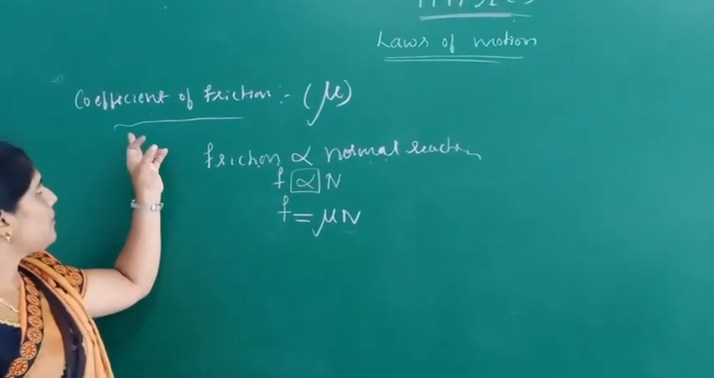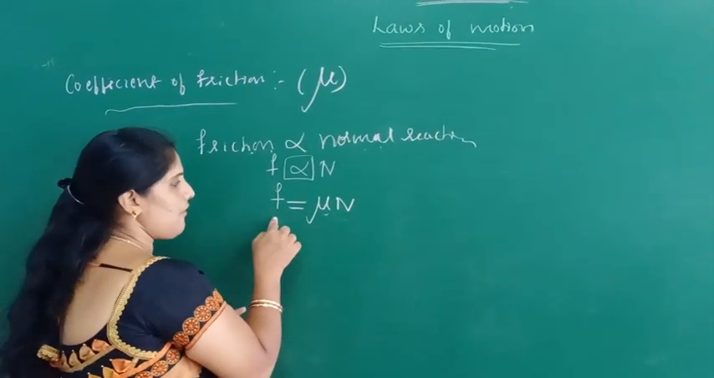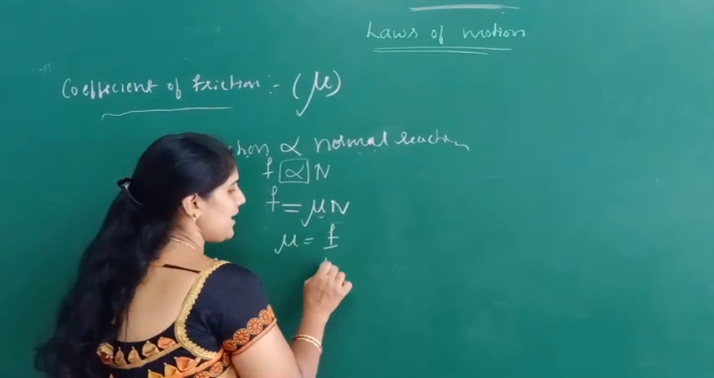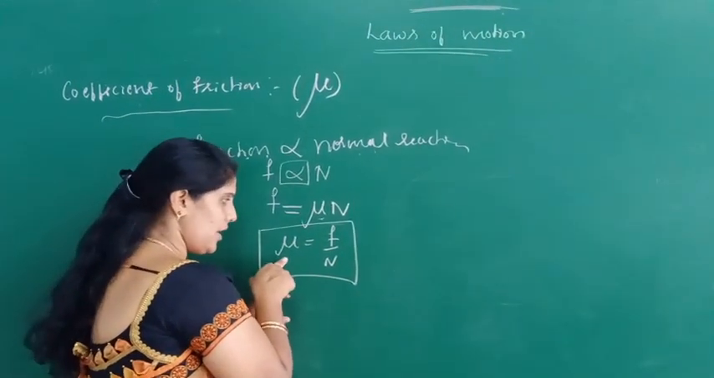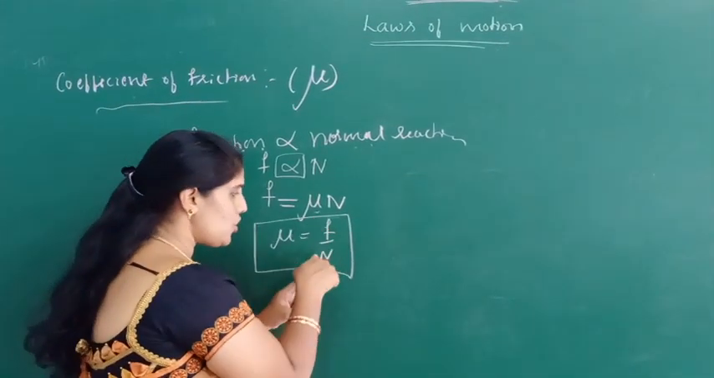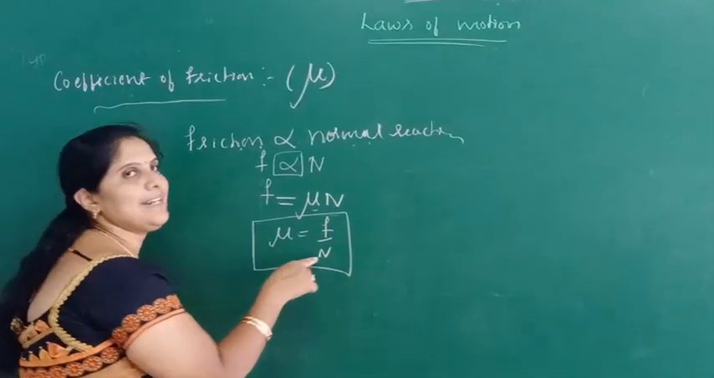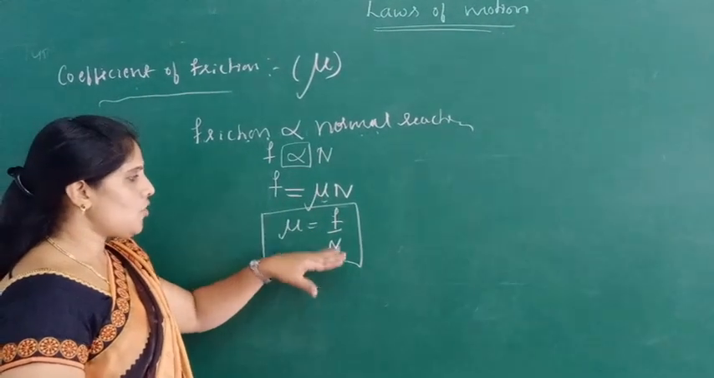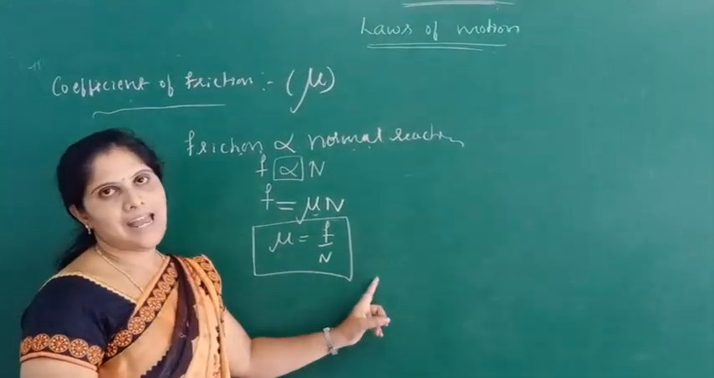So here we want to define coefficient of friction, that is mu. If F is equal to mu into N, then mu is equal to F by N. So coefficient of friction is defined as the ratio of frictional force to the normal reaction.